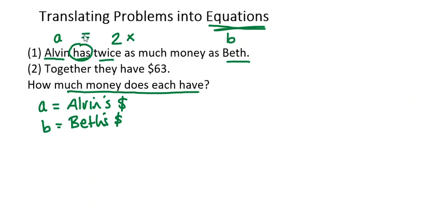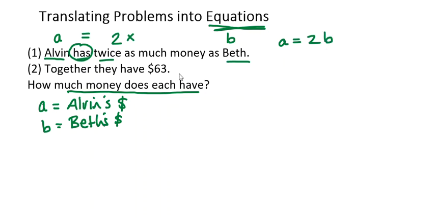I think you can see that has, is, so it's possession. It means equals. The amount of money that Alvin has is equal to two times or twice the amount as Beth has. Okay, that's an equation. We can write that down again. We translated it, but we can rewrite it in kind of simpler form. A equals 2B.